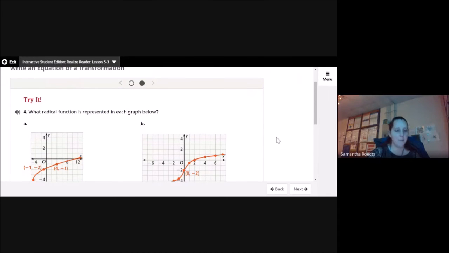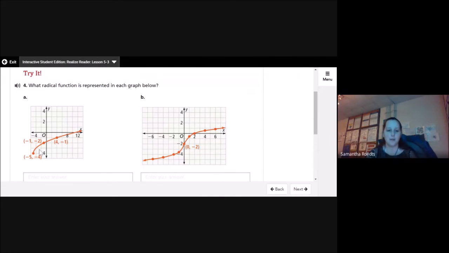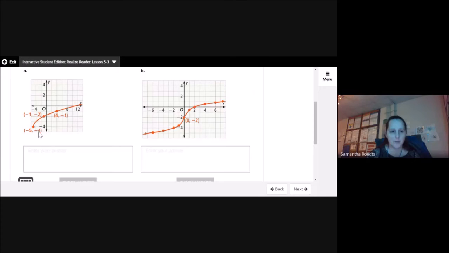All right, so let's try it. What radical function is represented in each graph below? Okay, so this is a square root function. Okay, so I know it has to be a square root. It's moved 5 units down and 4 units to the left.